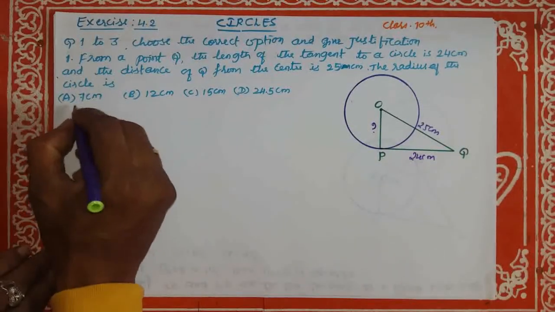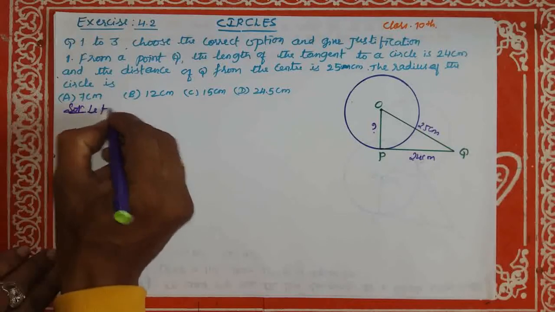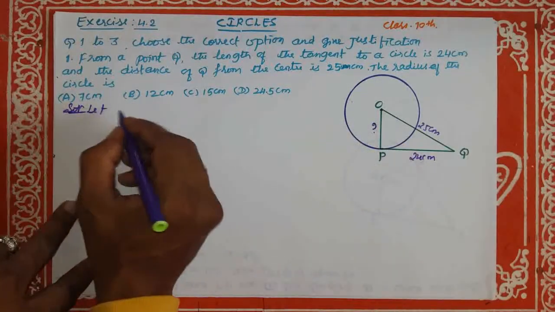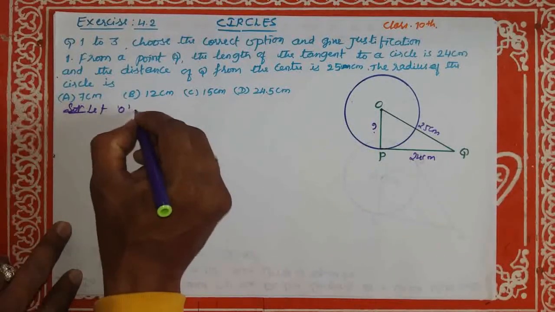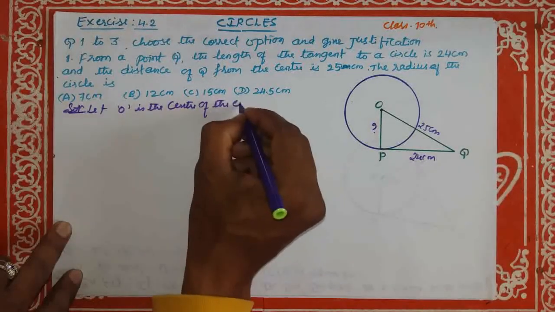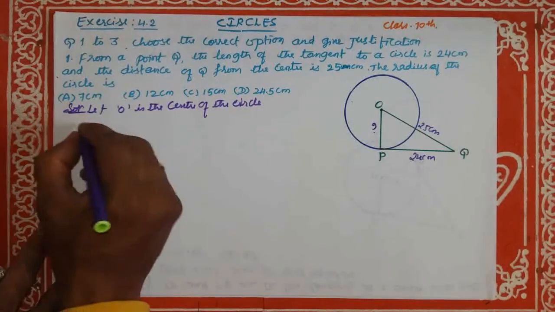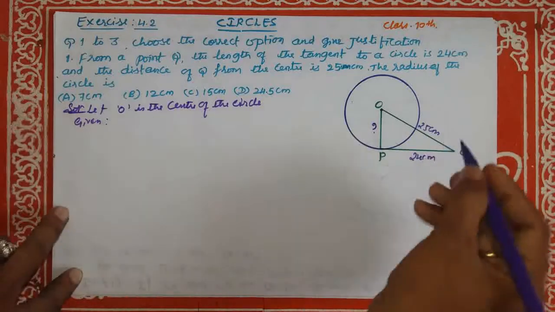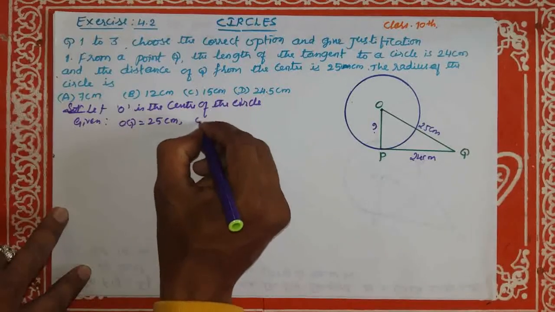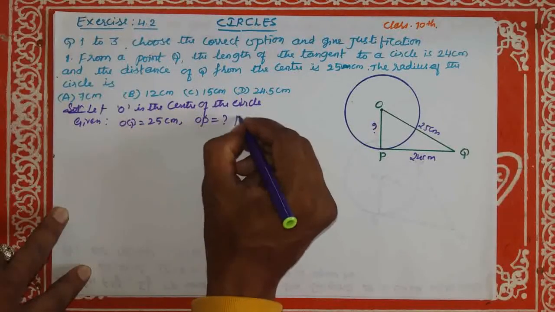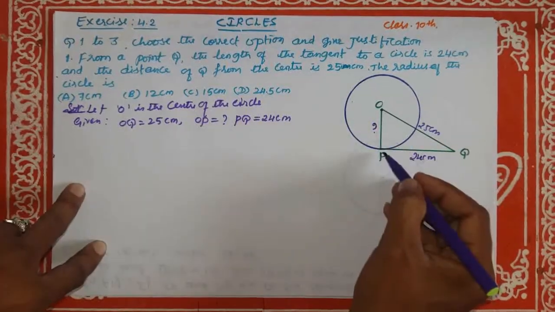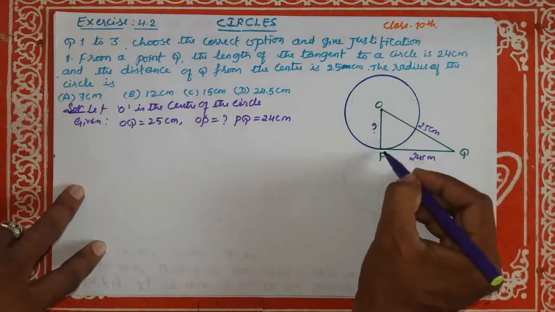Let us solve. They asked for the correct option and justification. Here, who is the center of the circle? Given that OQ is equal to 25 centimeter, OP is equal to question mark, and PQ is equal to 24 centimeter, as the radius is perpendicular to the tangent at the point of contact.